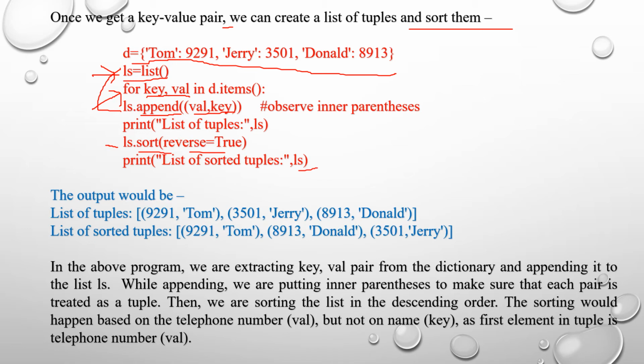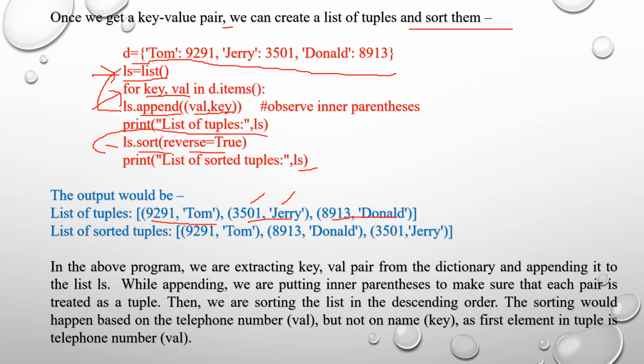So here, if you run this code, the Python interpreter will print the set of tuples. It will print 9291 Tom, and the next tuple is 3501 and Jerry. So this is the value and this is the key, and the next is 8913 and Donald. This is the unordered list of tuples. So if you want an ordered format, we can use the sort function.